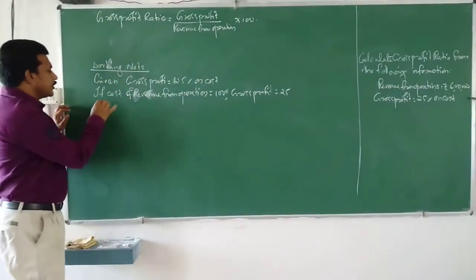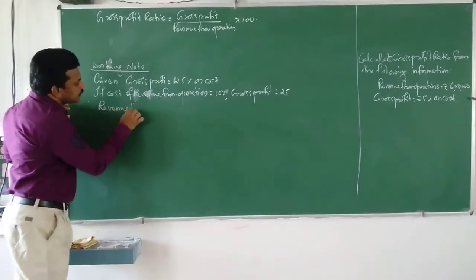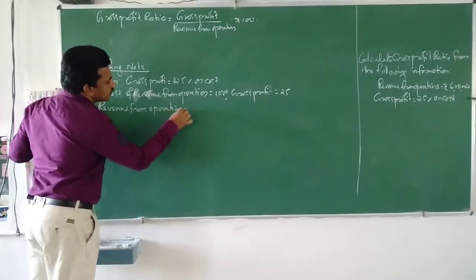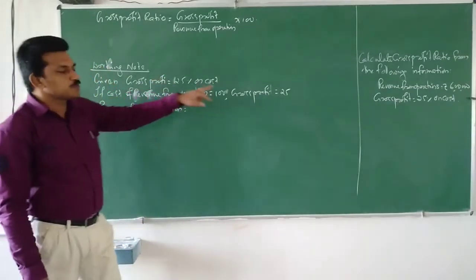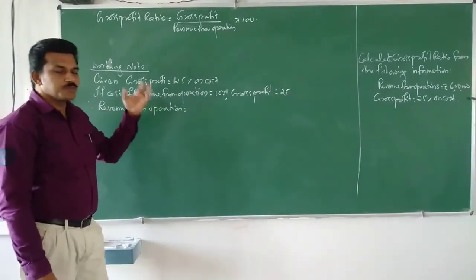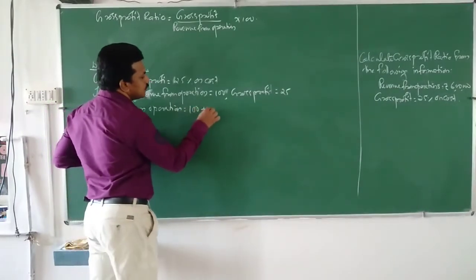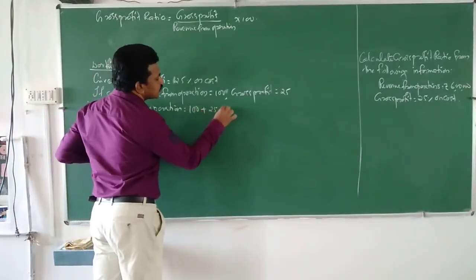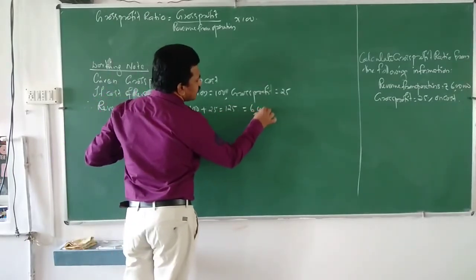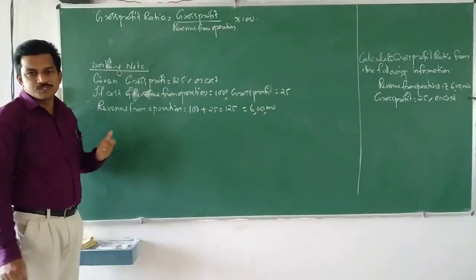So what will be revenue from operation? Revenue from operation means sales. How can we calculate it? Cost plus profit is equal to sales. That means 100 plus 25 is equal to 125, which is the sales. That is given here as 6 lakh rupees.